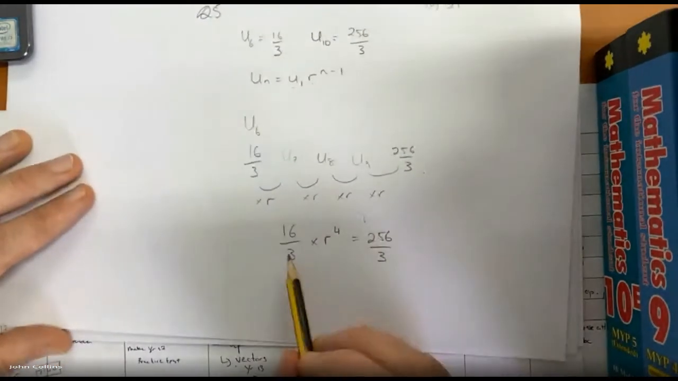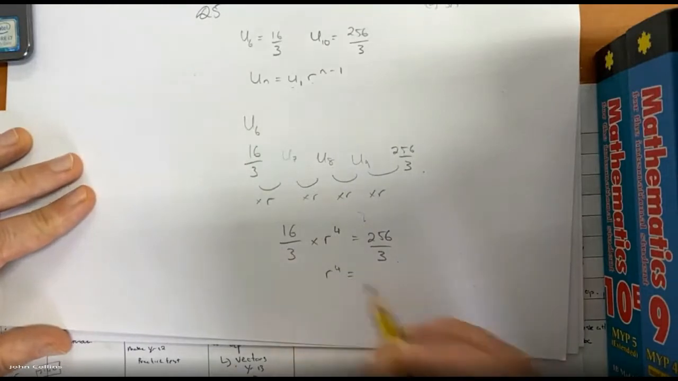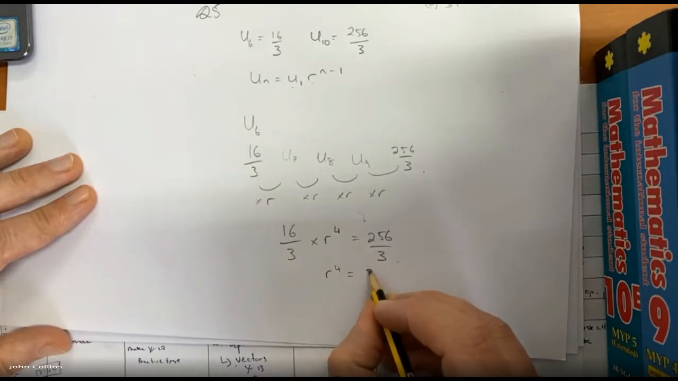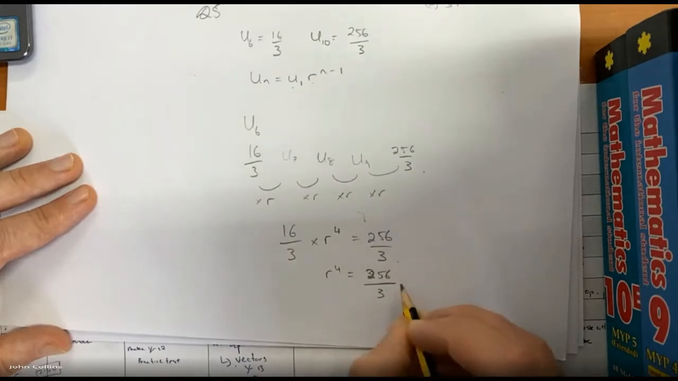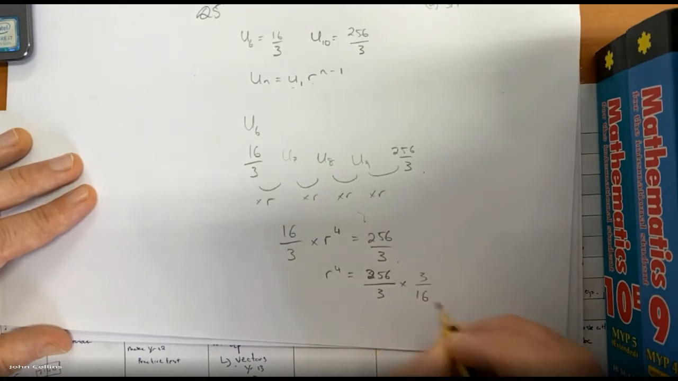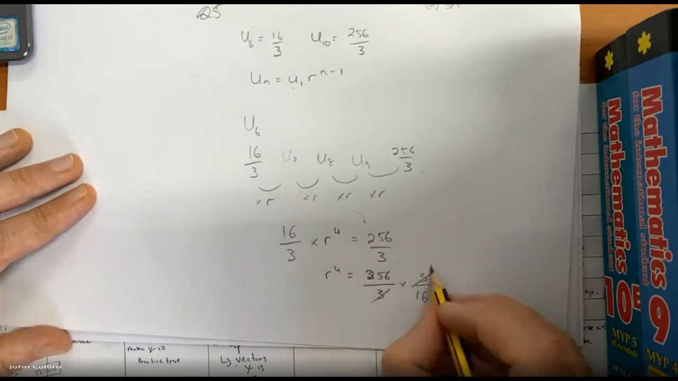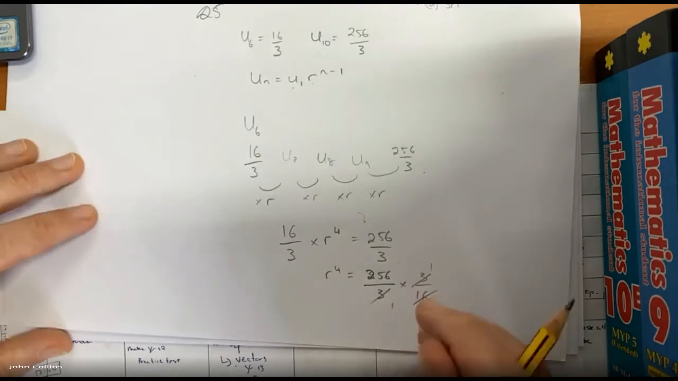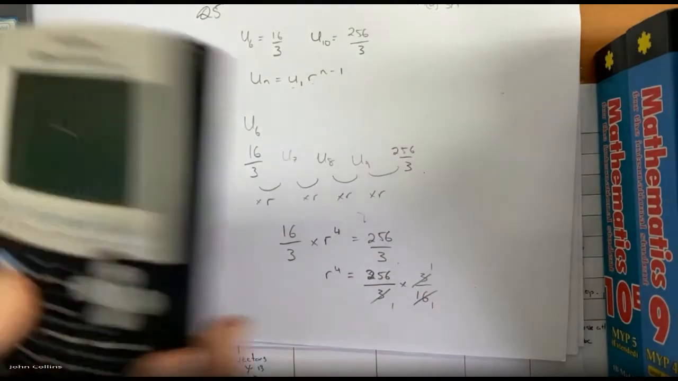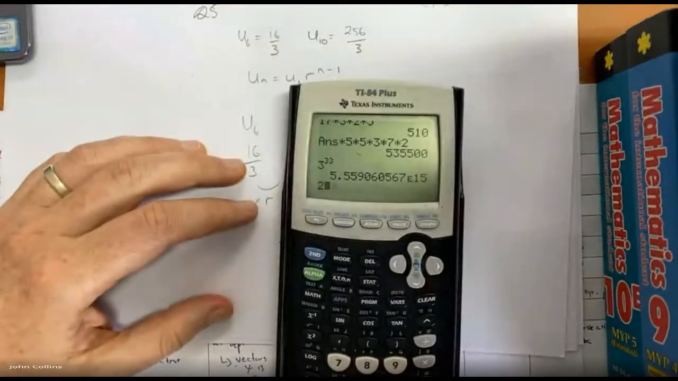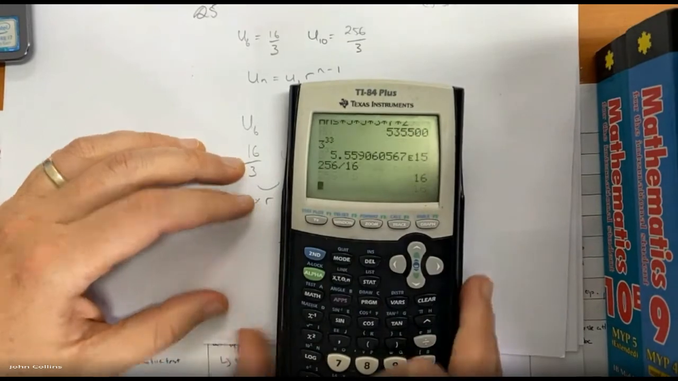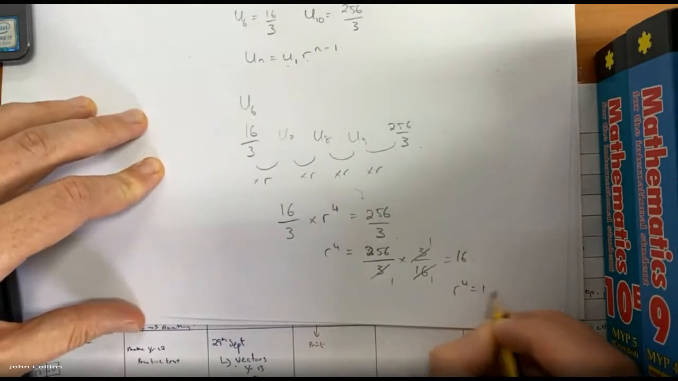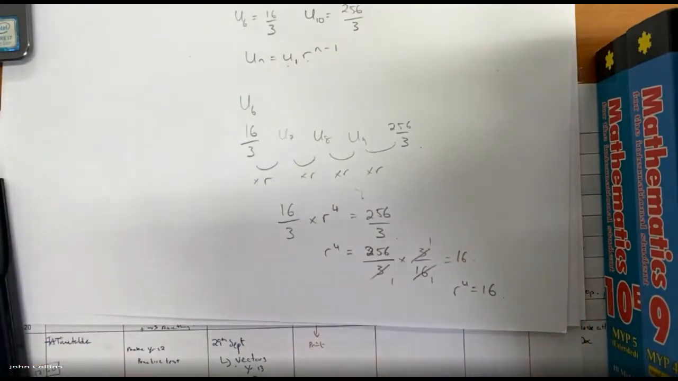Oh, I can solve this, can't I? Just isolate the r to the power of 4. Now, I'm going to end up dividing by 16 over 3, which is multiplying by 3 over 16. Or you can just use your calculator and divide by 16 over 3. So 3 into 3 goes once. 16 into 256, I'm not sure how many times, so I can just do it on the calculator. What's 256 divided by 16? It's 16. And that's equal to 16. Okay. r to the power of 4 is 16. What's r? 2.